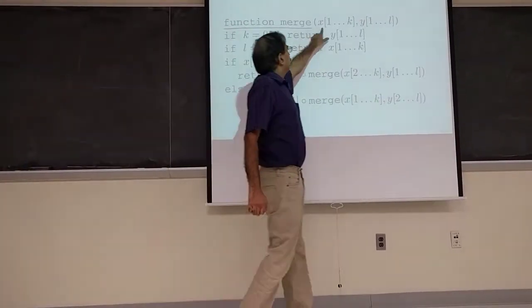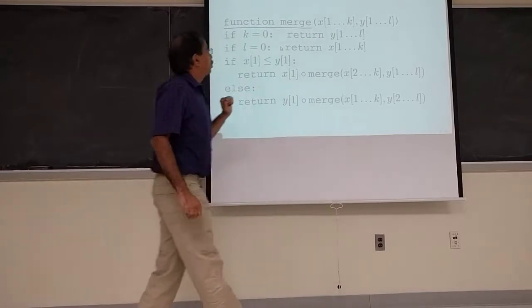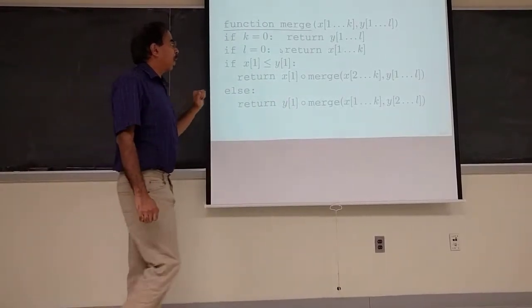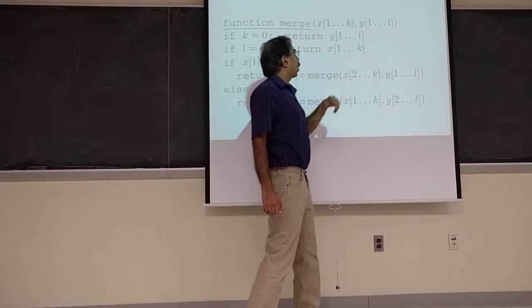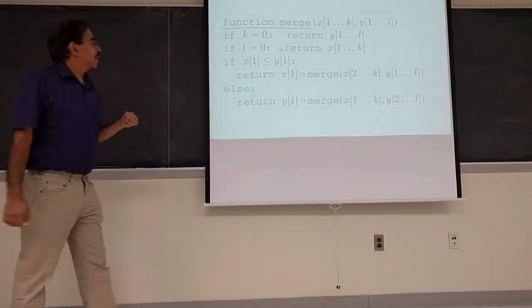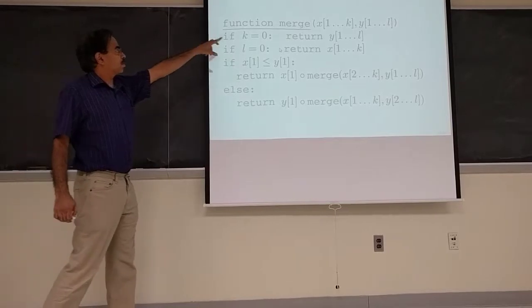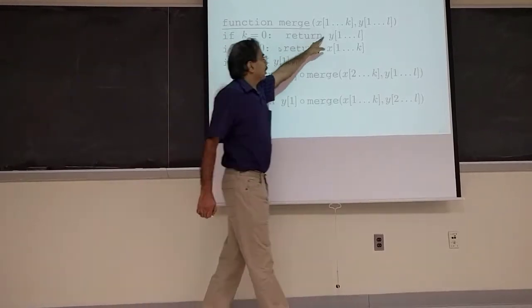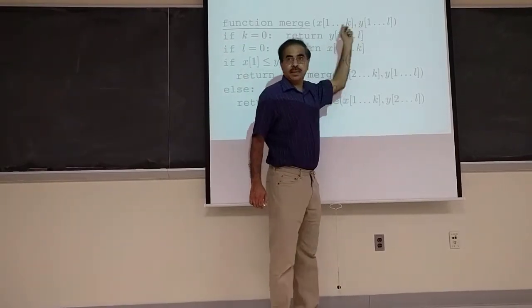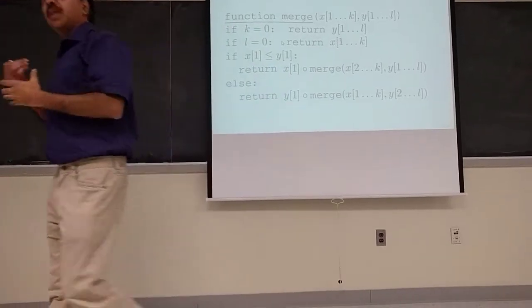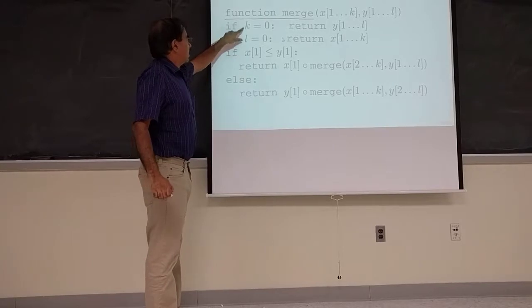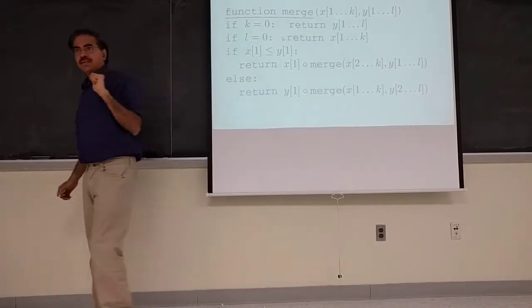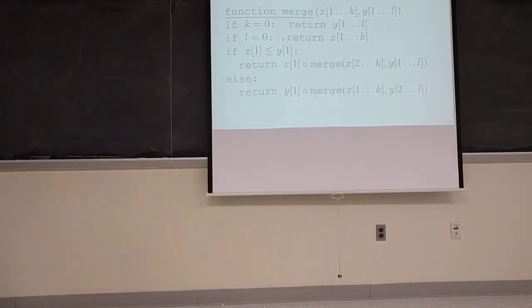So this function takes two arrays, right, x and y. The x has k elements, y has l elements, and the inputs are supposed to be already sorted, right? So all you need to do is to merge them in order. So if either list is empty, then you can return the other list. There's nothing to do as far as merging is concerned.